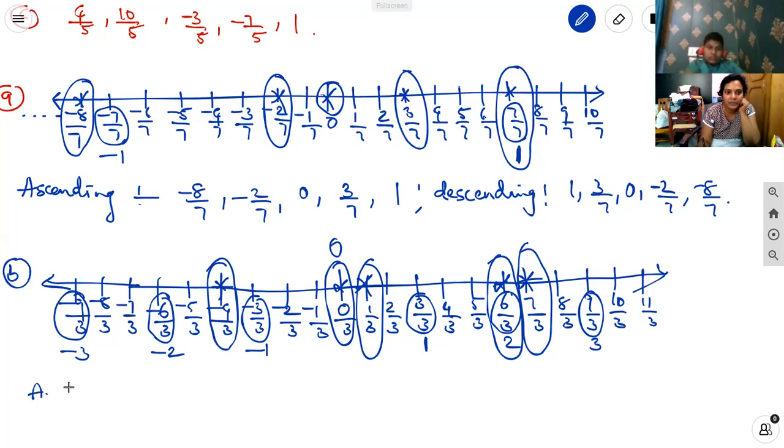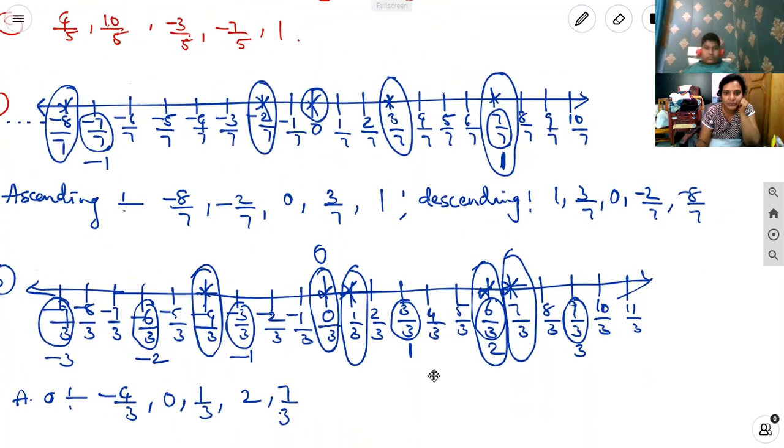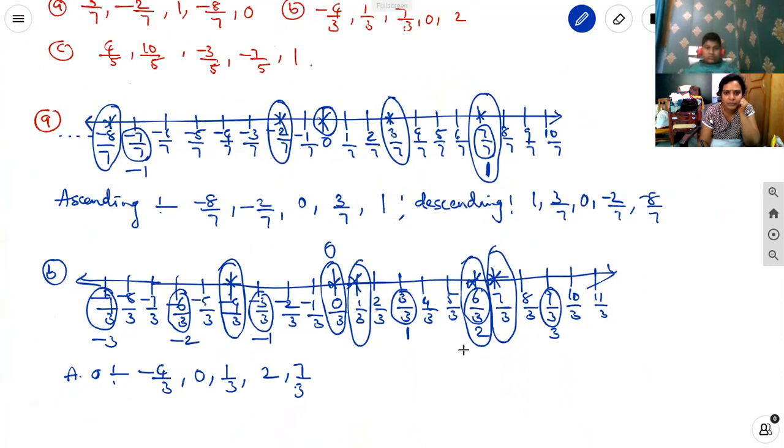Write in ascending order. Ascending order means from the smallest: minus 4 by 3, 0, 1 by 3, 2, 7 by 3. Okay. Descending order is 7 by 3, 2, 1 by 3, 0, minus 4 by 3.